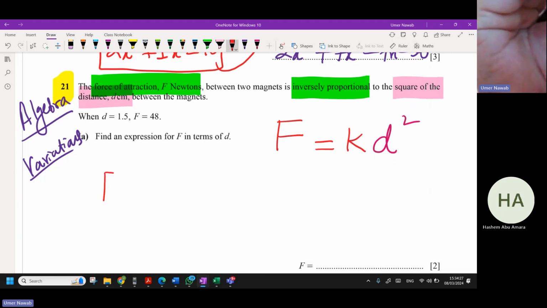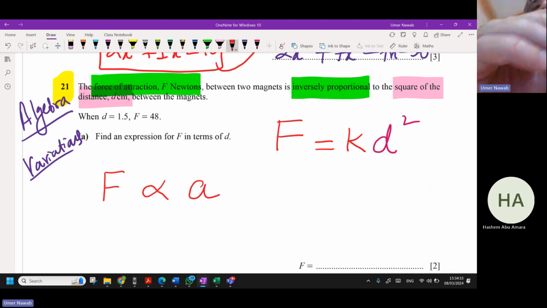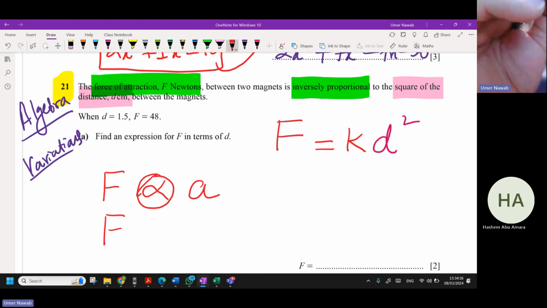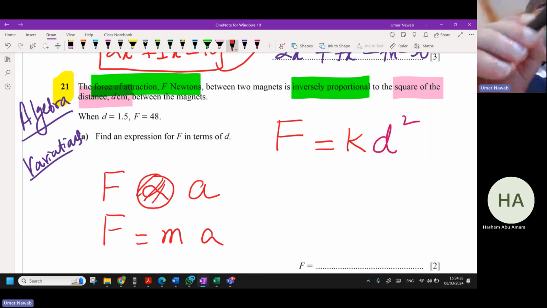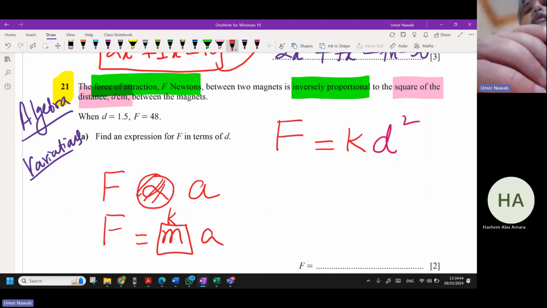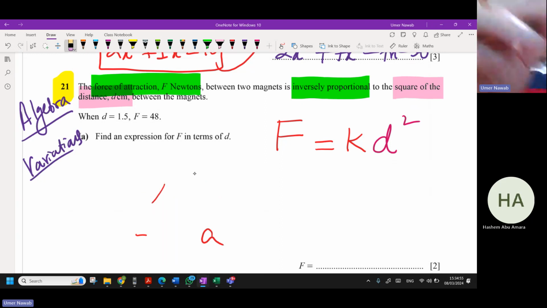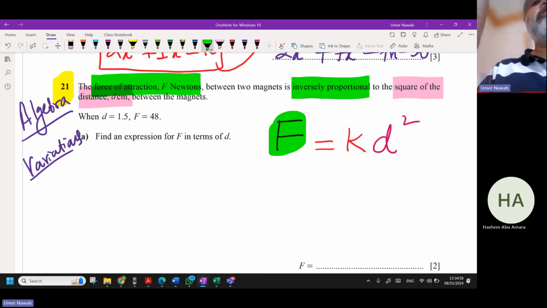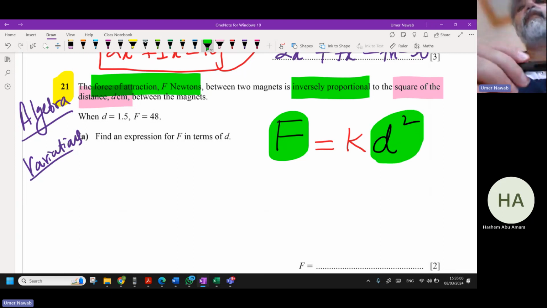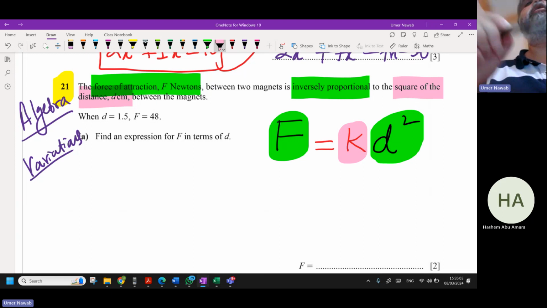Like your physics teacher is teaching you Newton's second law, force is directly proportional to acceleration. And once he removes the sign of proportionality, he writes MA. So M is a proportionality constant, which is a universal constant. Whether you are on the surface of the moon or on Earth or on Mercury, your constant mass will not be changed. Anyways, he said force is directly proportional to the square of the distance, and K is the proportionality constant. So you have to get the value of K first.